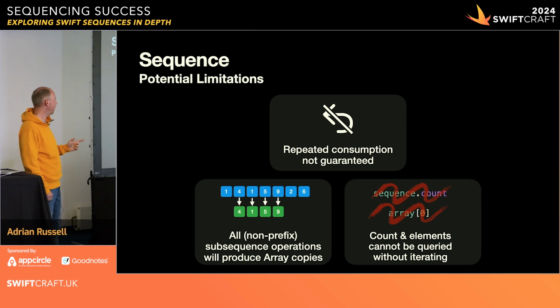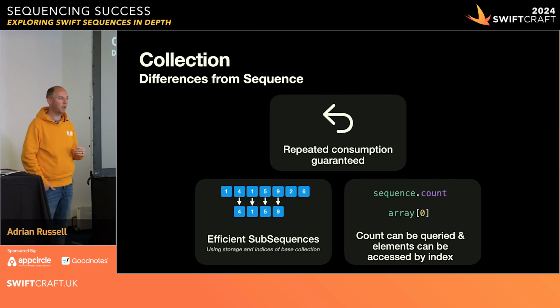So we're always going to allocate arrays, always going to allocate memory if we want to deal with sections in the middle of sequences. And secondly, we can't do anything with that sequence without iterating it. So we can't query its count without potentially consuming it. We can't get elements within the middle without consuming it. That's corrected by collections. Collections now guarantee that we can consume it repeatedly. We have the concept of efficient subsequences, like we saw with array slice, and we can query the count or various sections within it, because as we can consume it repeatedly, we're able to query it in any way we wish.